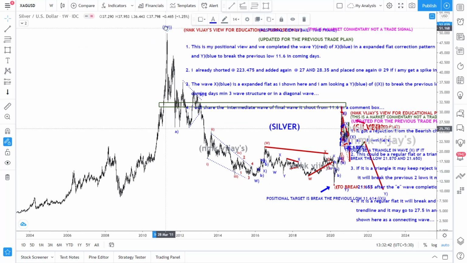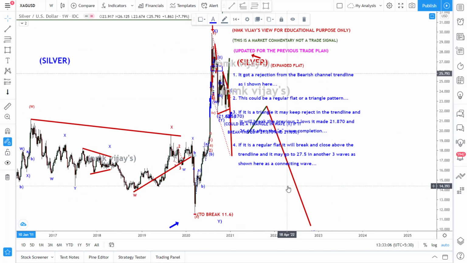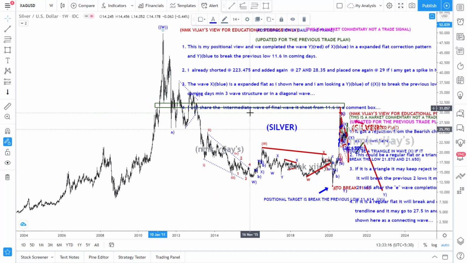So this is a W, and we are in the X wave. Here it did an intermediate wave of X, an irregular flat as an expanded flat correction. So now A, B is completed. Otherwise, if it makes W, X completed, we are in the Y wave to break the 11.6 again. So that is my bias. If I get any different wave count, if it is bullish, I will inform you before that. So once again we recheck.